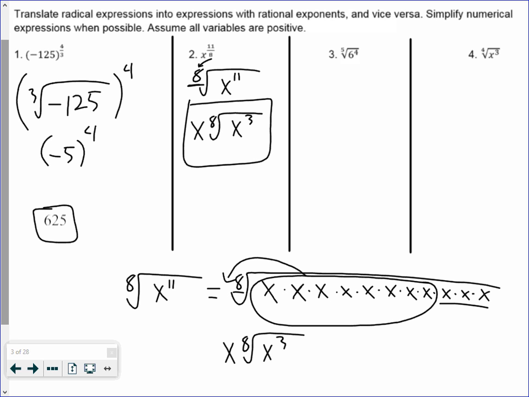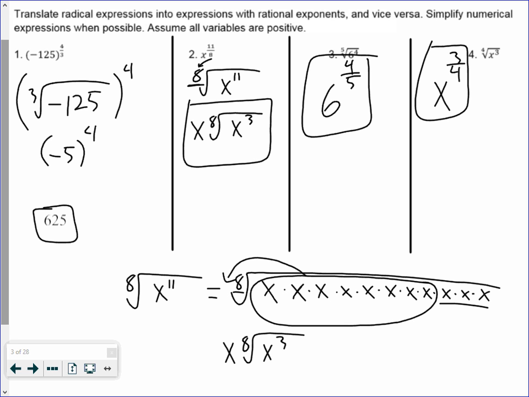For number 3, we have the 5th root of x to the 4th power. We can rewrite this as x to the 4 over 5, power over root. We can't really reduce this anymore from here, so we'll just leave it as is. And for number 4, it's the same thing: power over root. So it becomes x to the 3 over 4. You can't really reduce this anymore from here. So that's going to be our simplified version, and how we switch a radical expression into a rational exponent.